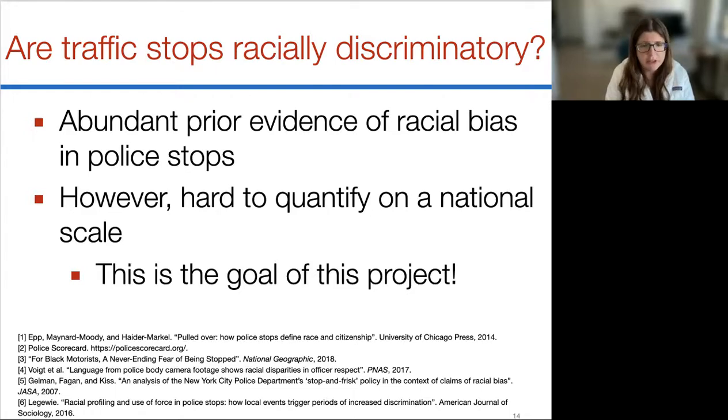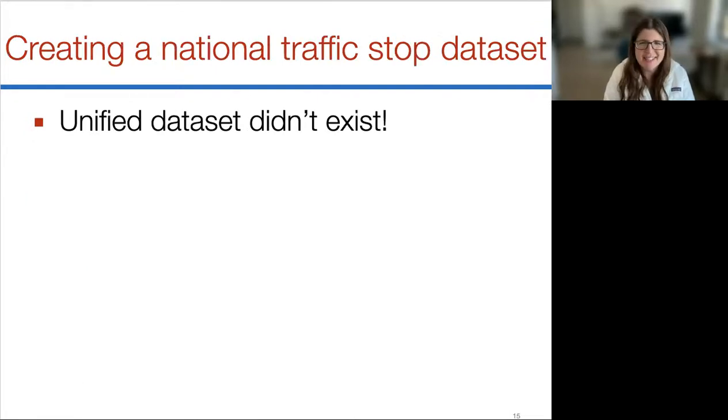Why is this challenging to do? Well, the first basic challenge is that, somewhat astonishingly, there is no national traffic stop data set that tracks every stop made by the police in the United States, which might be surprising given how important this is. But in fact, the way data is tracked in the United States is that every state and local police department tracks it in its own idiosyncratic siloed format.